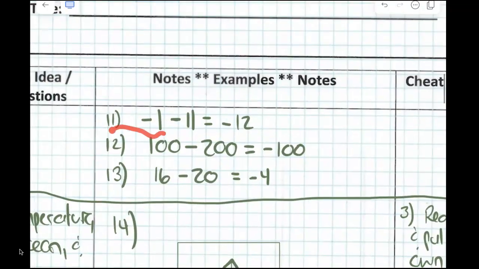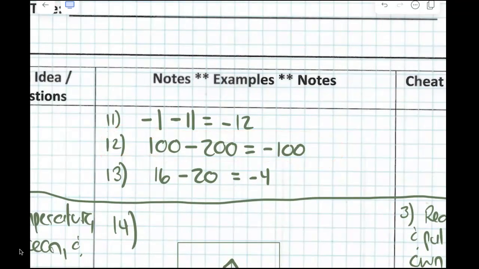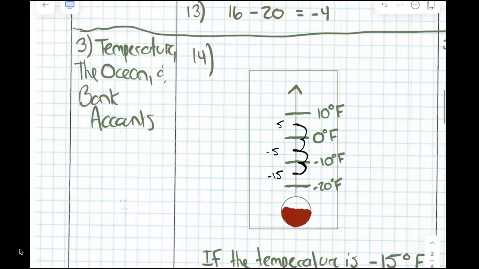Wait, are you going to draw a number line that goes all the way to 100? No. Could you do increments? Skip counting, right? So again, are we still going to use a number line? We're still going to use a number line, right? Okay, cool. And then the last section that we did here was the temperature, the ocean, and bank account.